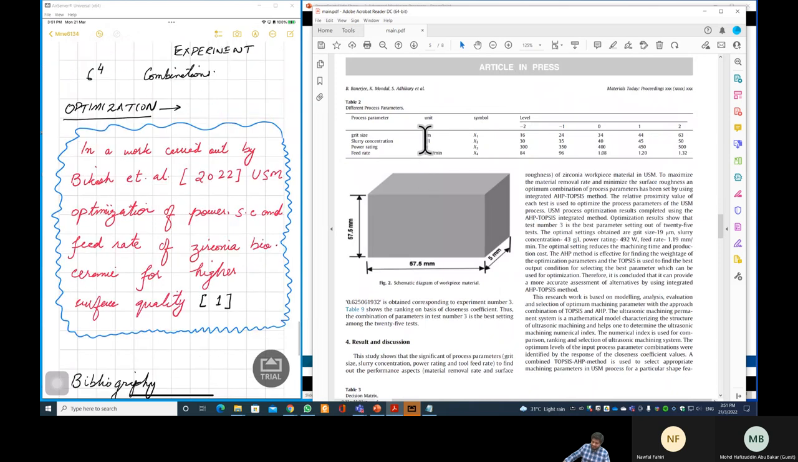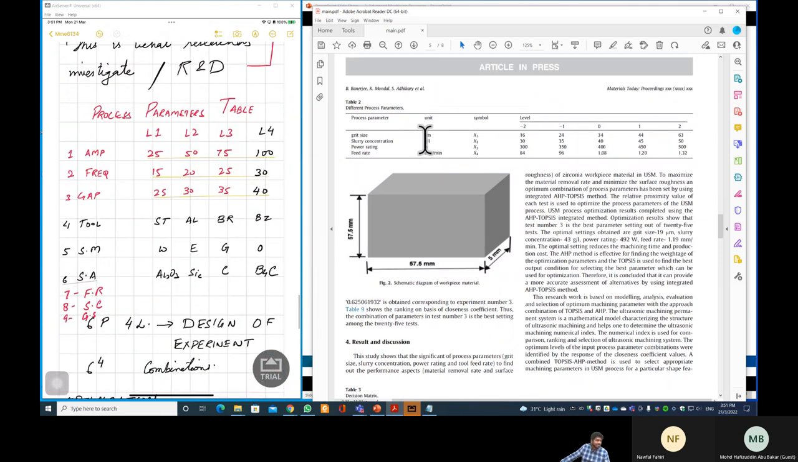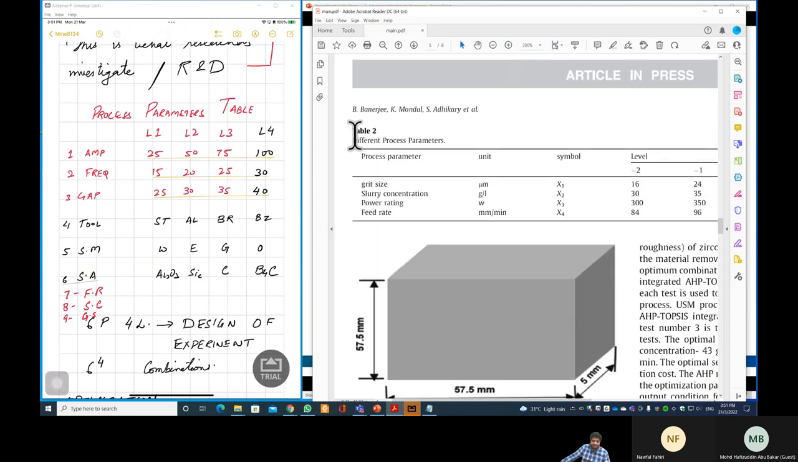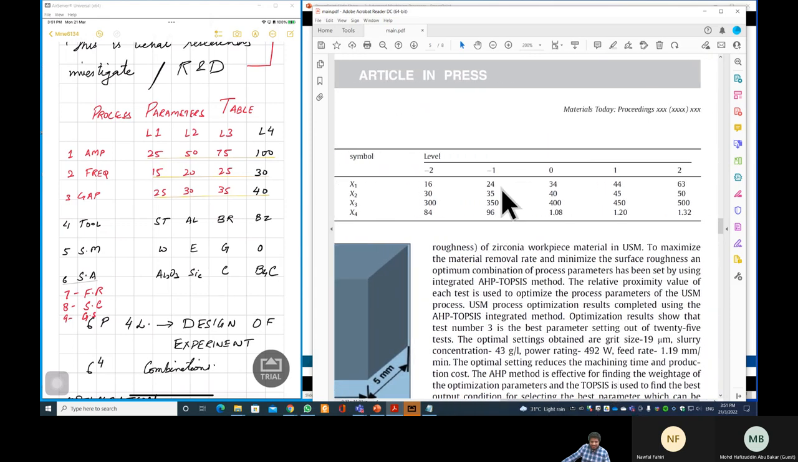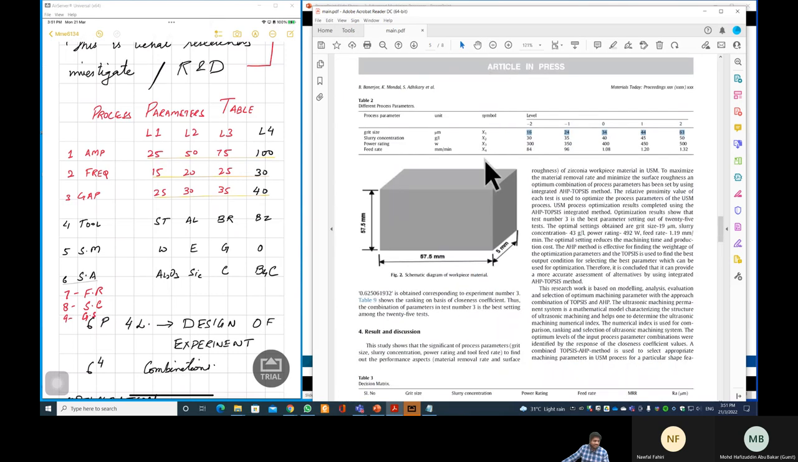Just now I made a table also for you guys, the process parameter table, and he also made a process parameter table. This is different process parameters: grit size, slurry concentration, power rating, feed rate, and these are the units. And these are the symbols. They have given a symbol for each of these, and you can see the levels. They will vary concentration by 16, 24, 34, 44, 53. So this is how a process parameter table is written.